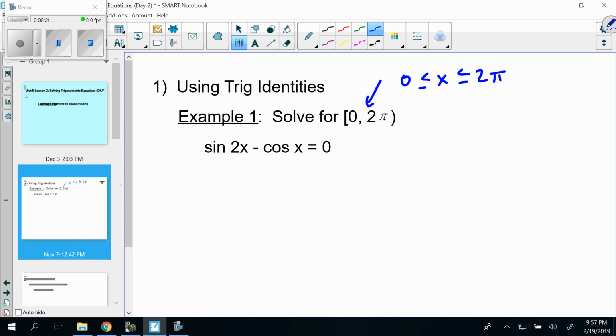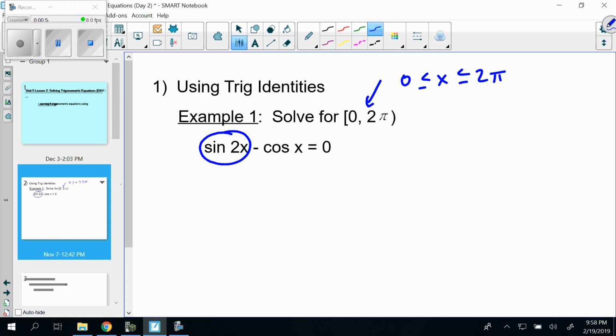Okay, so looking at what we got here, we got sine of 2x minus cosine x. We looked at some of these yesterday. This one's not going to be able to be solved by easy algebra because we got two different trig functions here. We got sine and cosine. So what we want to focus on here is this double angle and use those double angle identities that we've looked at in the previous unit.